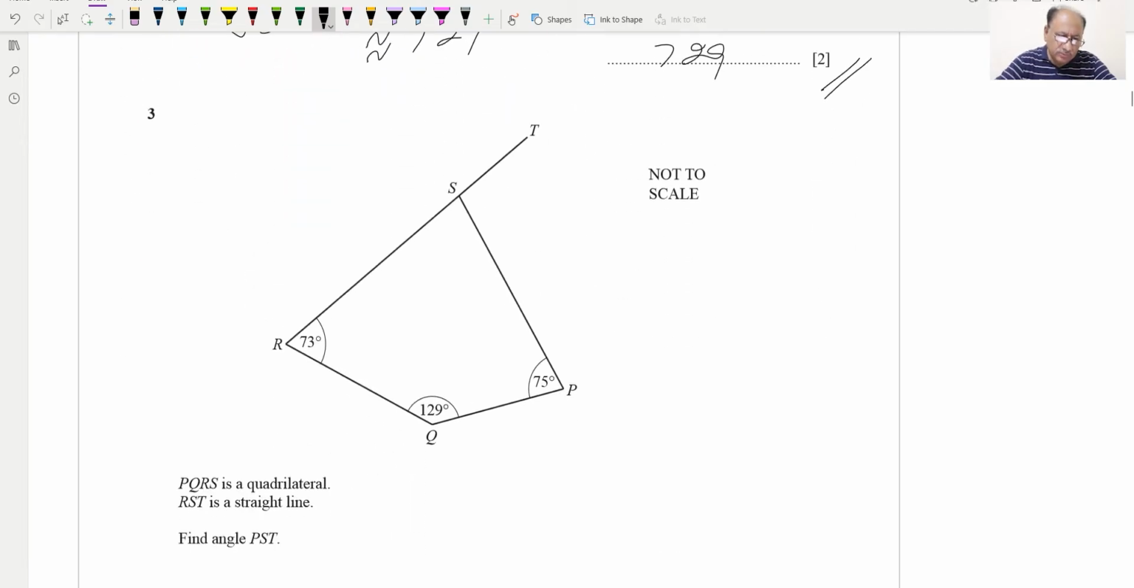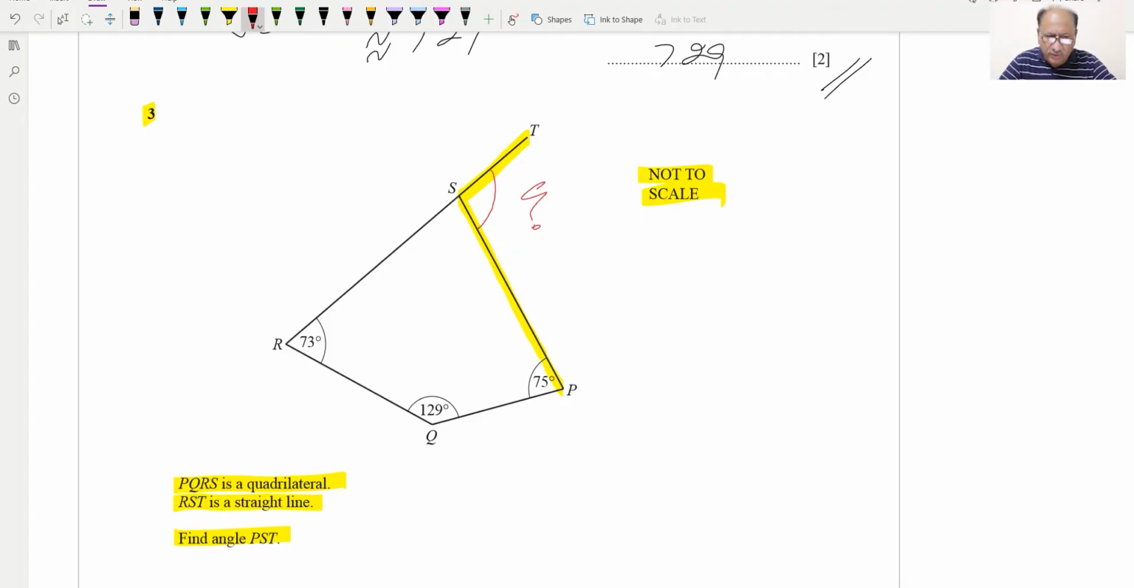Now here comes question number 3, and in question number 3 a drawing is provided. A quadrilateral with an extended side, and the diagram is not to scale. PQRS is a quadrilateral, RST is a straight line, and this one is our quadrilateral. So what we have to do is find angle PST. PST is this angle which we need to find, and this will be the measurement which we have to find.